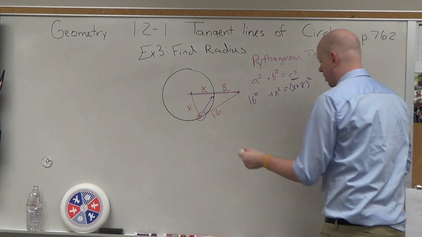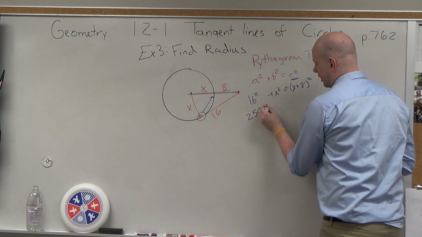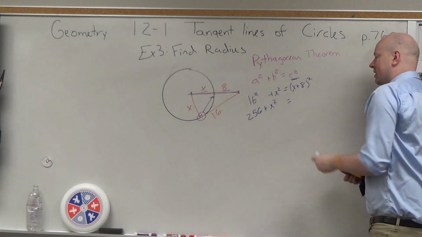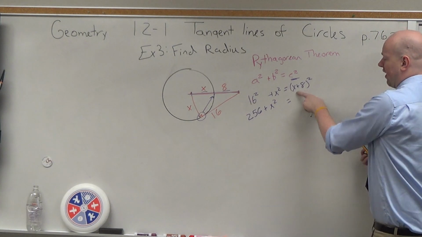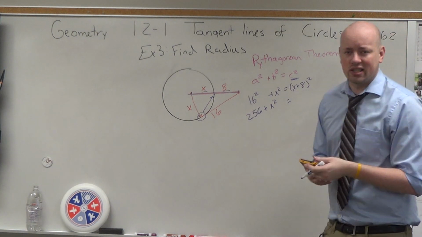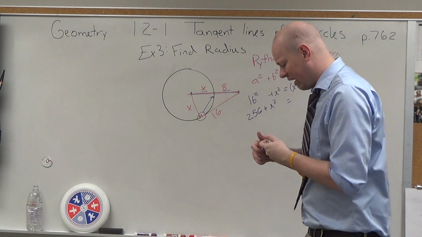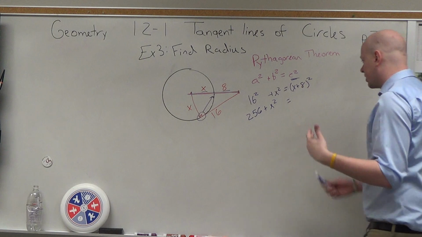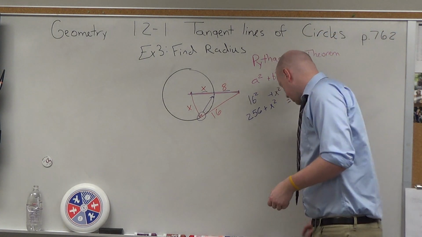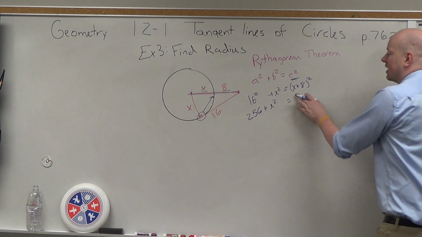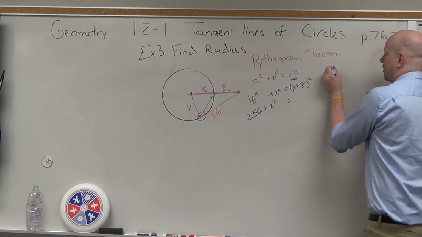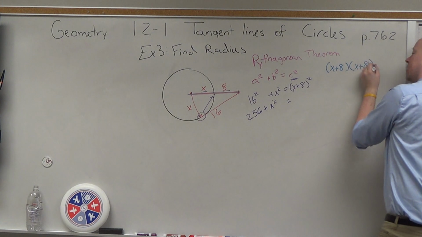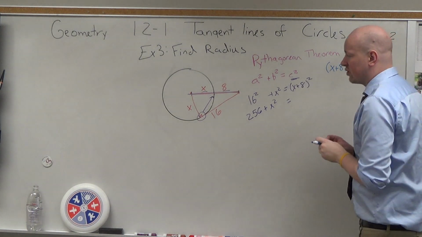So I get 256 plus x squared. Now the thing is, I'm going to need to do my x plus 8. Do not just say that that's x squared plus 8 squared, which is 64. Don't. It's the biggest algebraic mistake that comes up. It's one of the biggest, I should say, especially when polynomials are concerned. So remember that that means that this quantity is being multiplied, so it's x plus 8 times x plus 8. And we have to just distribute that.